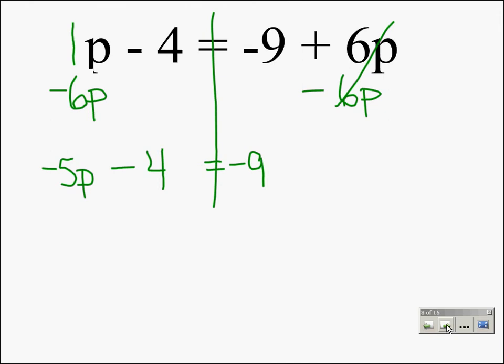Okay? Now I'm back in those problems that we did in section 2 with all my variables on the same side. So I'm going to start with my addition and subtraction. I have a minus 4. I need to do the opposite, so I need to add 4 to both sides. I have negative 5p equals negative 5.